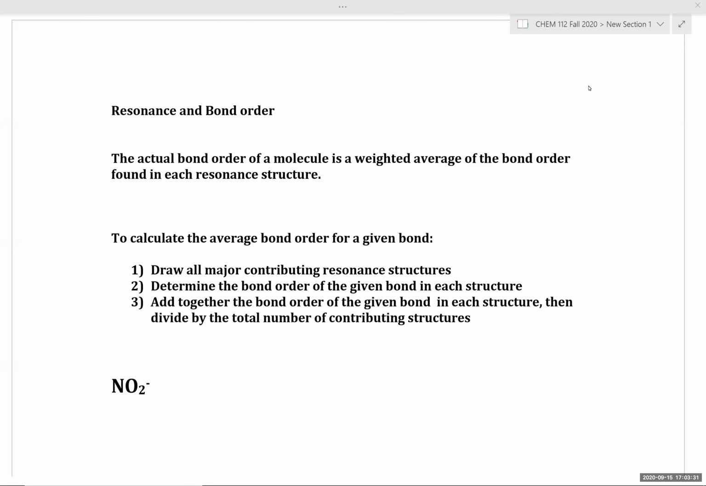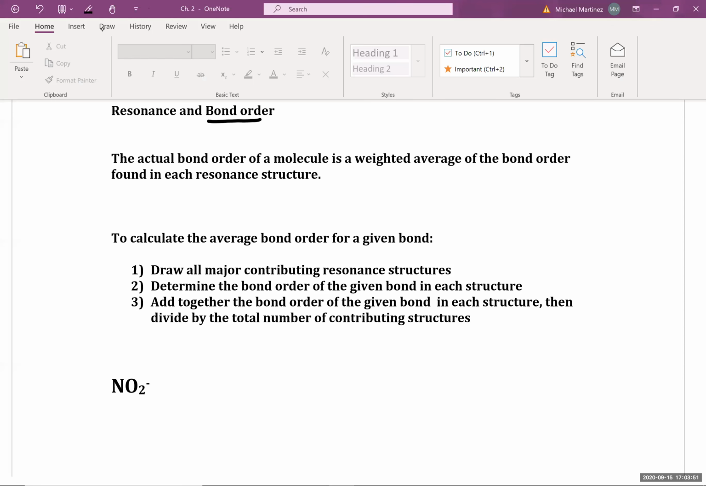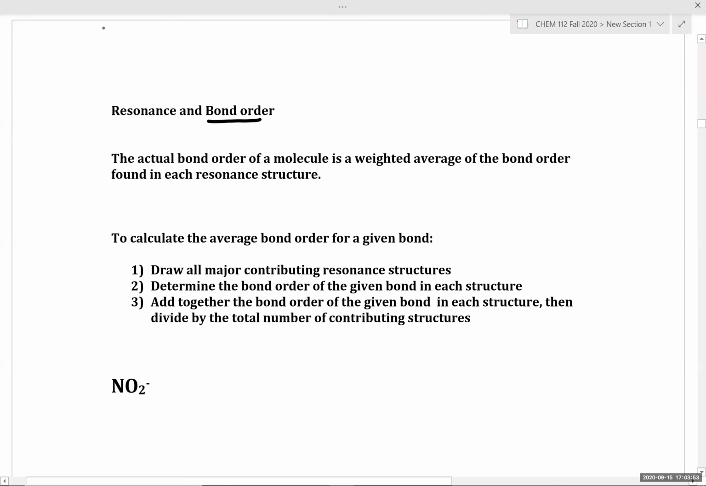Okay, so when we last left off, we were discussing resonance effects on observed hybridization of different atoms participating in resonance. And now we're going to look at the contributions of different resonance structures to the overall bond order. Now, the actual bond order of a molecule is a weighted average of the bond order found in each resonance structure.